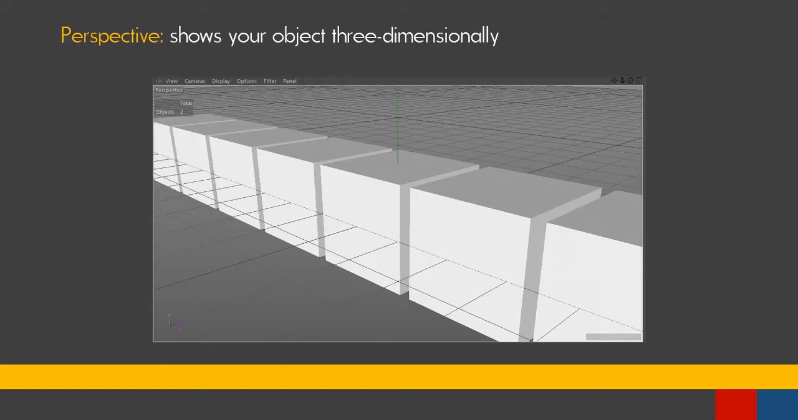Perspective. This shows your object three-dimensionally. So once you get into showing the depth, you'll be able to see the front, side, and top all at the same time.